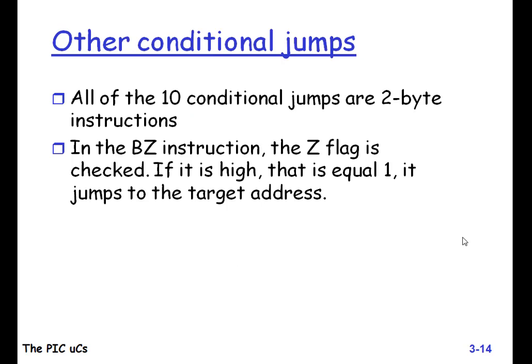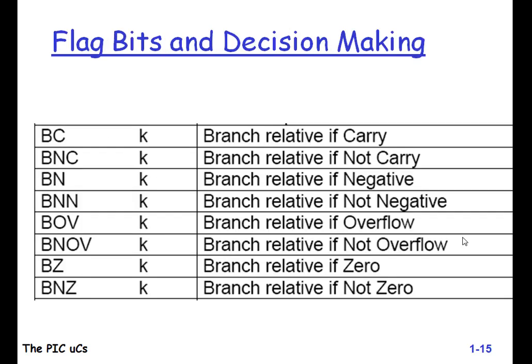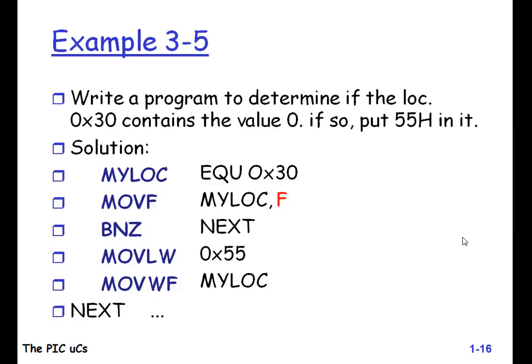Other conditional jumps: all of the 10 conditional jumps are 2-byte instructions. In the BZ instruction, the Z flag is checked. If it is high, that is equal to 1, it jumps to the target address. These are also some flag bits and decision making which we discussed in the last lectures. And there is another example. In this example, we write a program to determine if the location, like this address, contains the value 0. If so, then put 55H in it. So how can we replace this value?